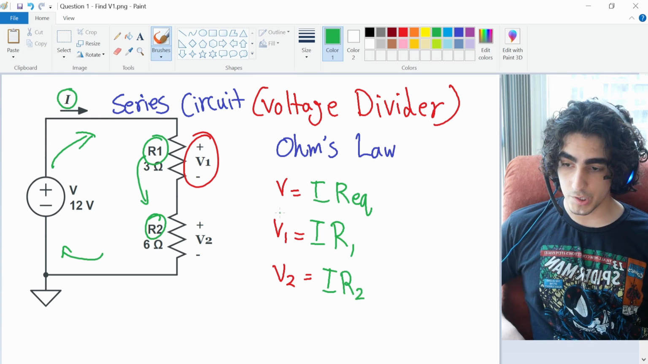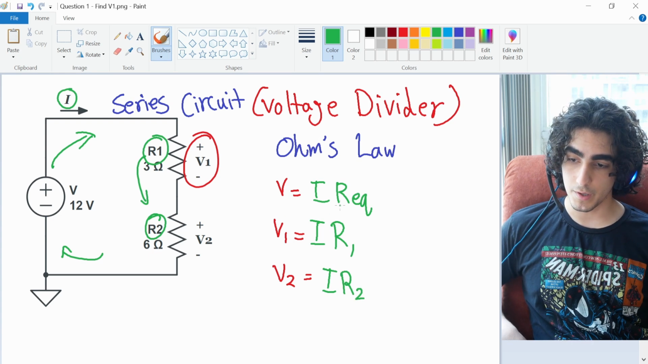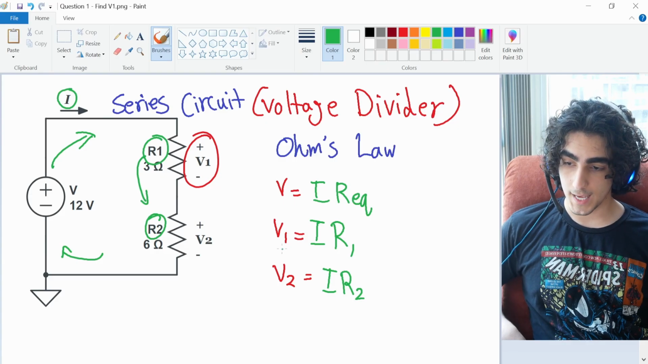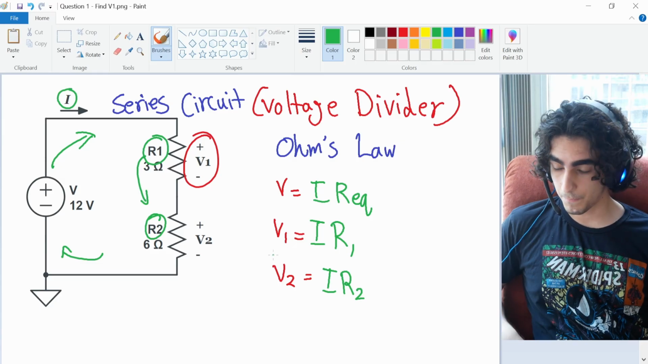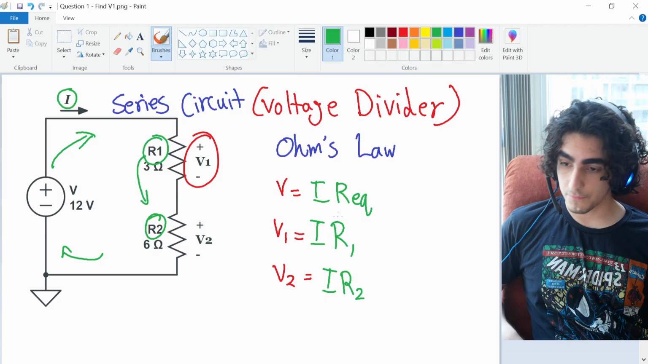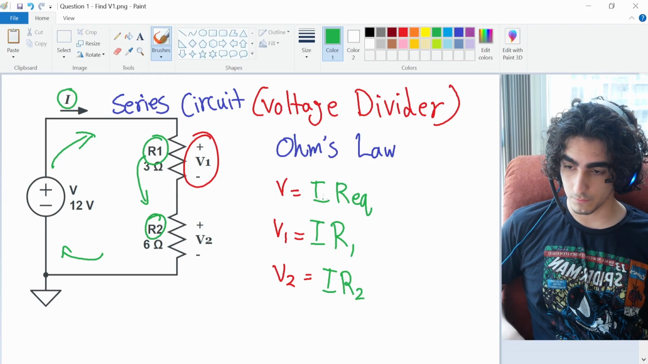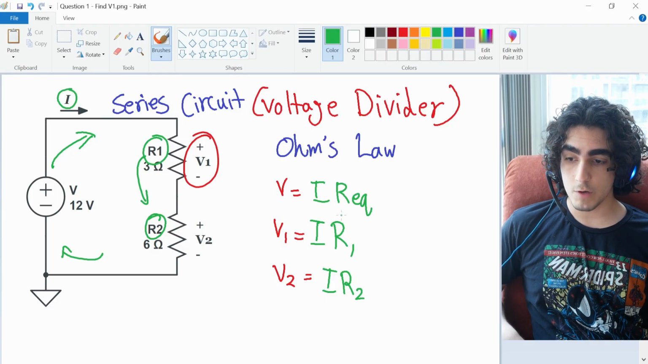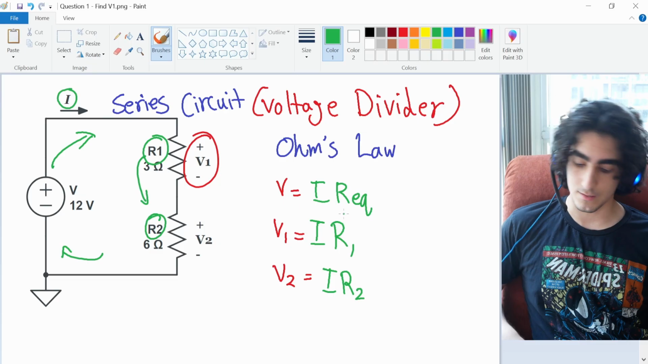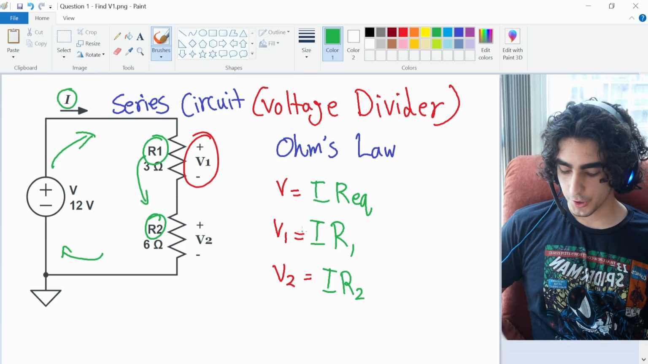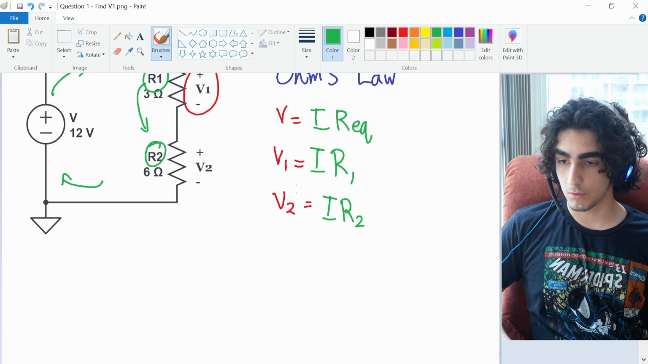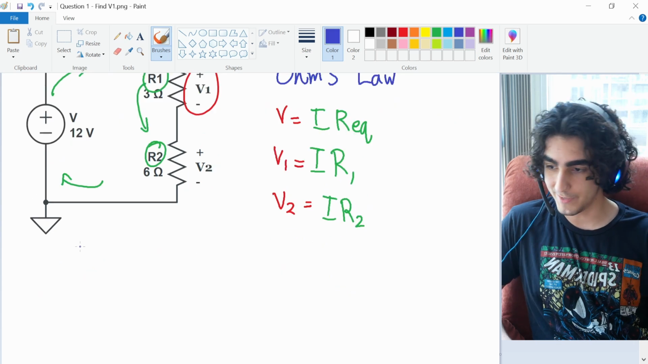Now, what we don't know here is the equivalent resistance and the current. So we can't really find V1 yet. There's a couple things we can do. We need to find the equivalent resistance and we need to find the current. The way we can start is with something called Kirchhoff's voltage law, or more commonly known as KVL.